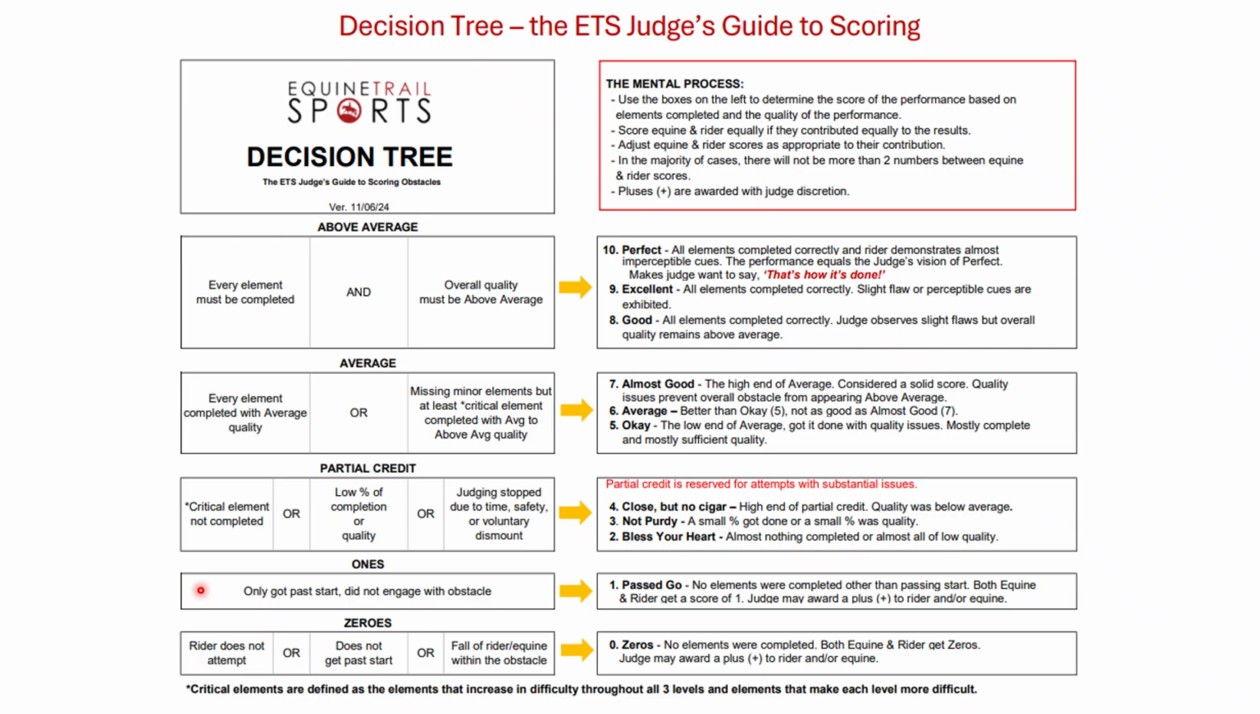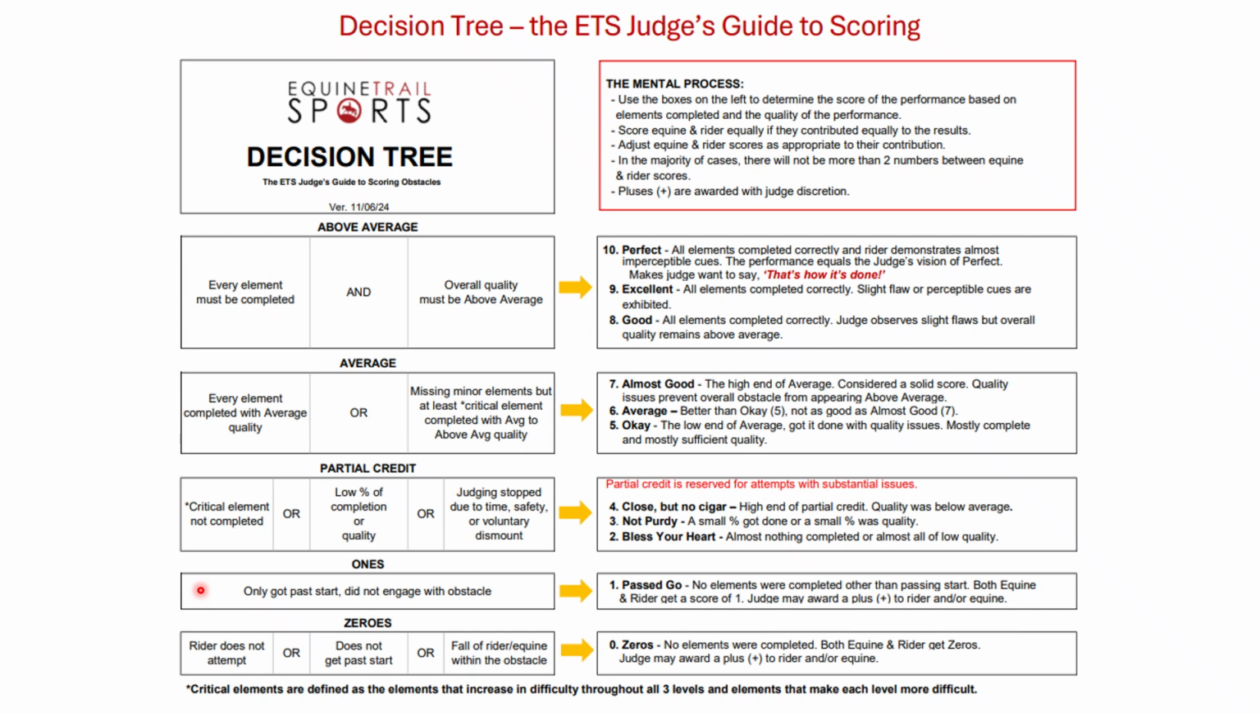The score would be considered a 1-1 if they only got past start and did not engage with the obstacle. Pass go, but no elements were completed other than passing the start point. Both the equine and the rider get a score of 1. The judge may award a plus to the rider and or the equine.